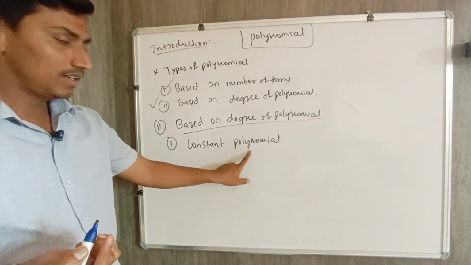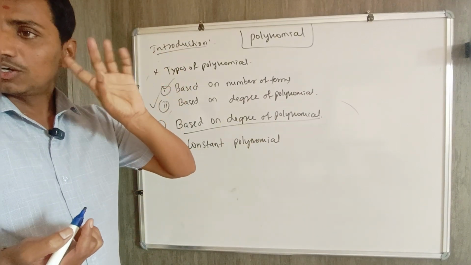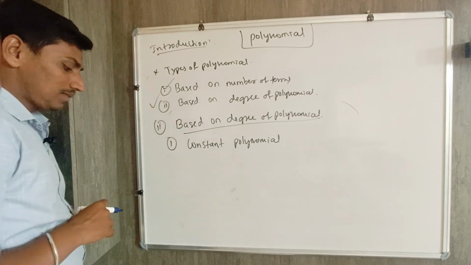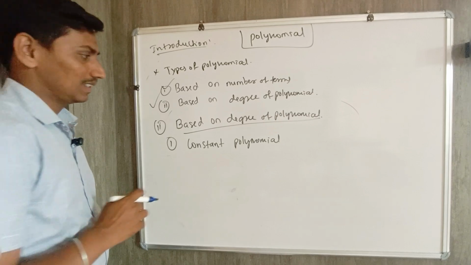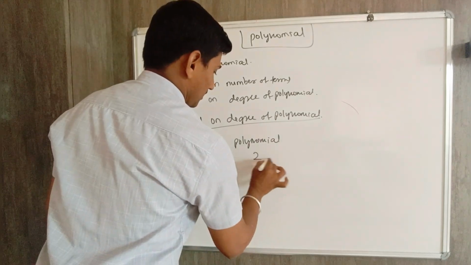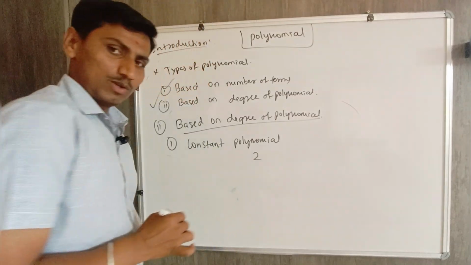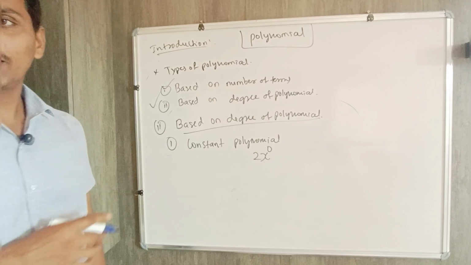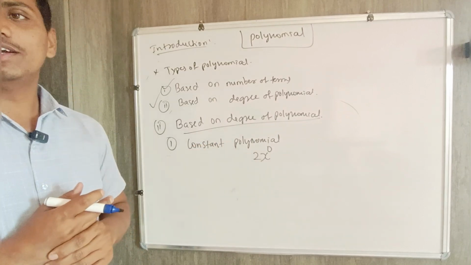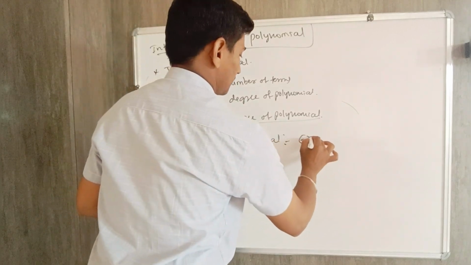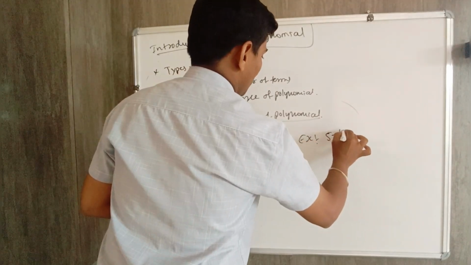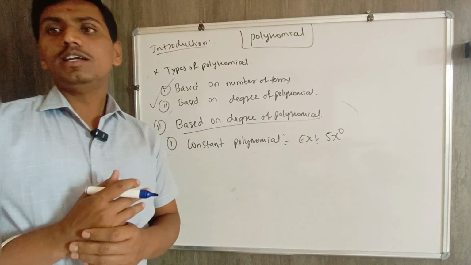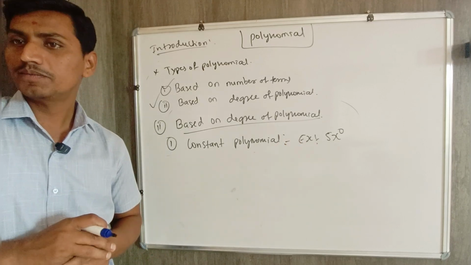In constant polynomial, the highest degree is 0. So see, tell me an example. Yes, 2 x to the power 0, or x to the power 0. This is an example of constant polynomial. In constant polynomial, highest degree is 0.